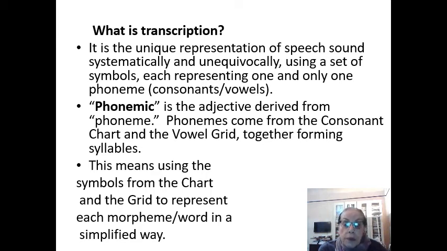You use a set of symbols, each set representing one and only one phoneme, each symbol, consonants or vowels. Every consonant has one symbol, every vowel has one symbol. Now, phonemic transcription is the adjective derived from phoneme. Now, phonemes come from the consonant chart and the vowel grid, together forming syllables. So we form a syllable using one vowel and one or more consonants. One vowel and one or more consonants. We call this a syllable, مقطع.